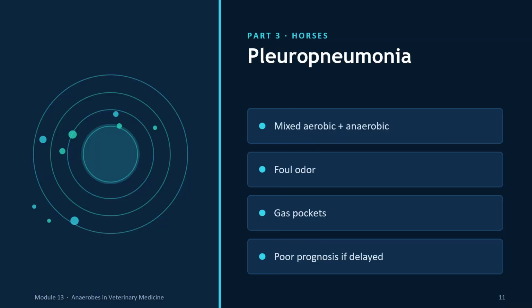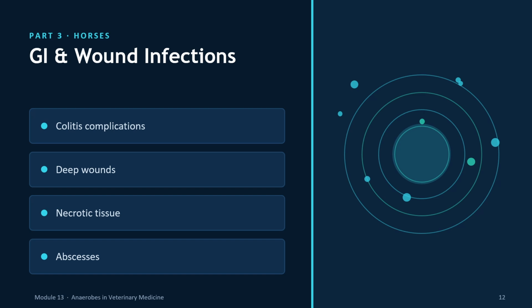Pleuropneumonia is a classic mixed infection. Anaerobes contribute to foul odor, gas formation, and rapid tissue destruction. Delayed treatment dramatically worsens prognosis. Drainage and lavage are essential. Horses develop anaerobic infections in deep wounds, sinus infections, and GI complications. Any necrotic tissue becomes a breeding ground for anaerobes. Debridement is critical. Antibiotics alone won't work.